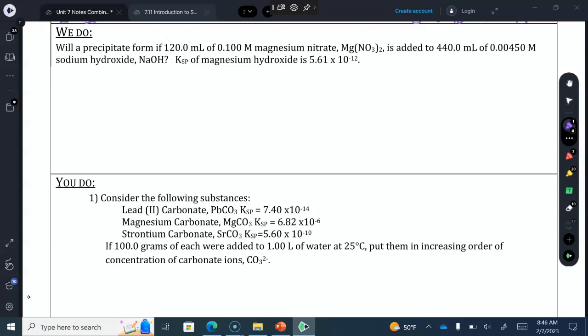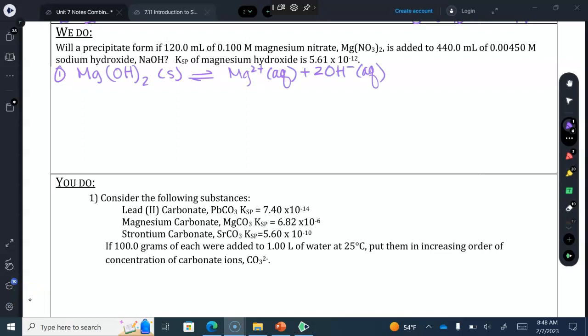So our first step is to write the dissolution equation, the dissolving reaction for magnesium hydroxide. Please pause the video and do that now. Okay, so you should have gotten this equation.